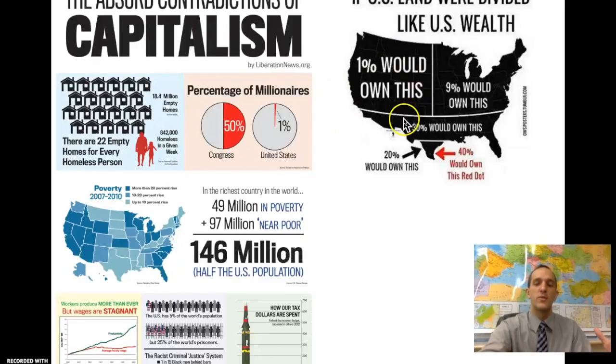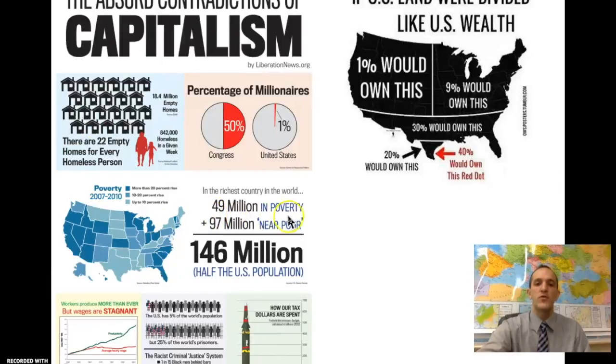So 1% of the people would own this if it was divided by wealth, 9% would own this, 30% would own this, and 40% would own this little red dot right here. In Congress, 50% of the people in Congress are millionaires, when only 1% of people in the United States are. In this country, there are 22 empty homes for every homeless person. Think about that. There are 22 empty homes for every homeless person.